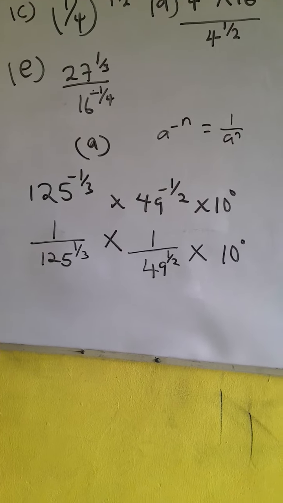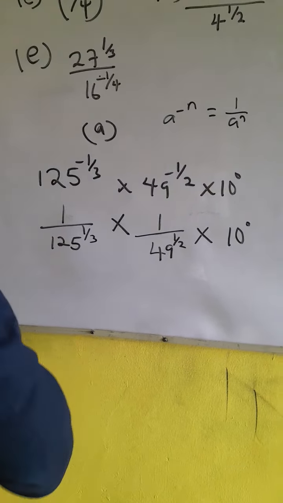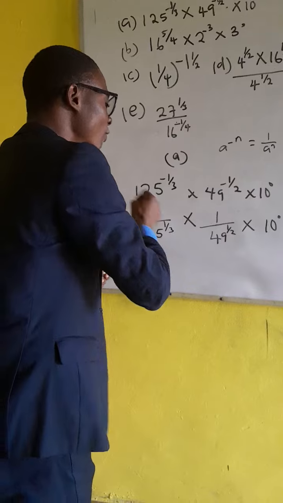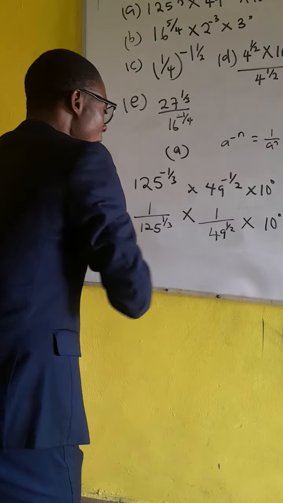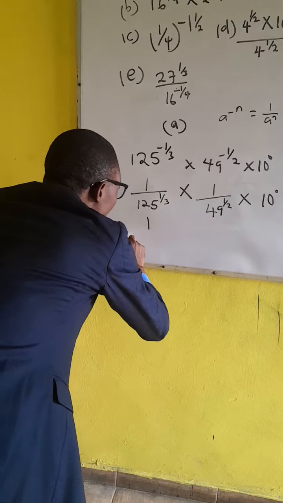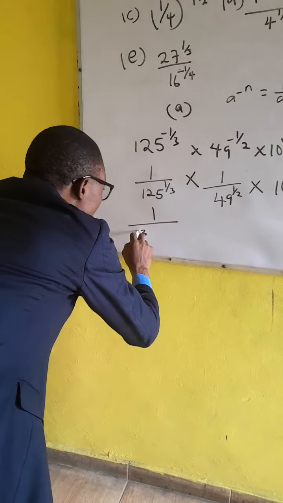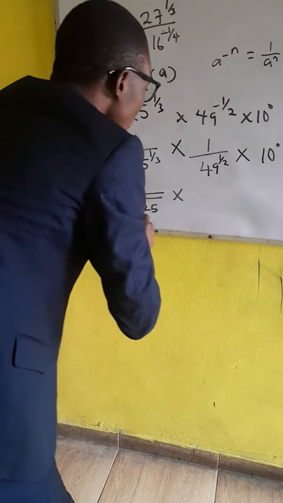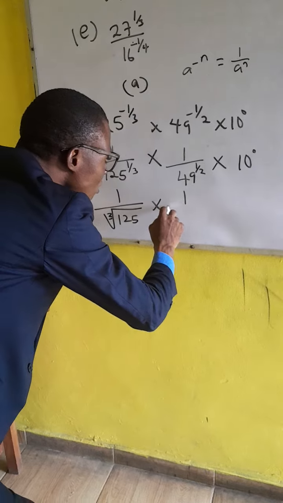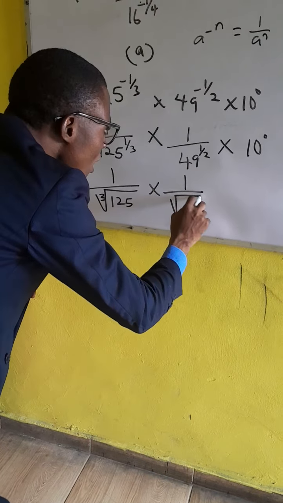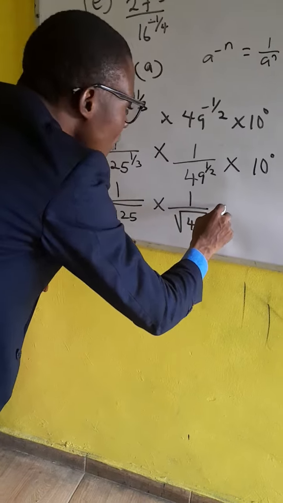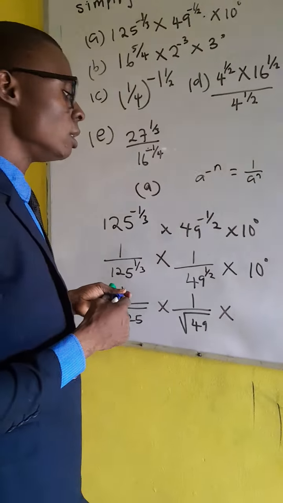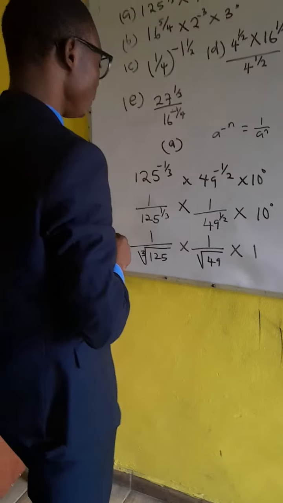Now we said in our root power law that if I have any power of 1 all over n, I'm going to rewrite it as 1 all over the nth root. So this is 1 all over the cube root of 125 times this one here. I will write it as 1 all over the square root of 49 times, and the zero law said any number that is raised to the power of 0 is 1. So I'll put my 1 here.